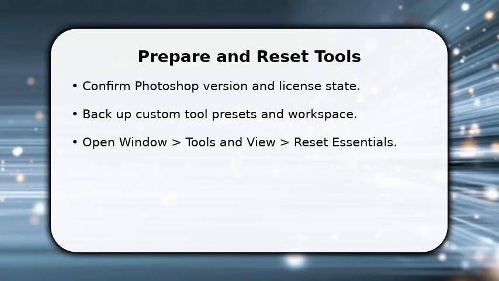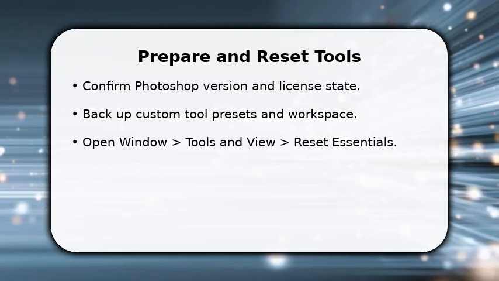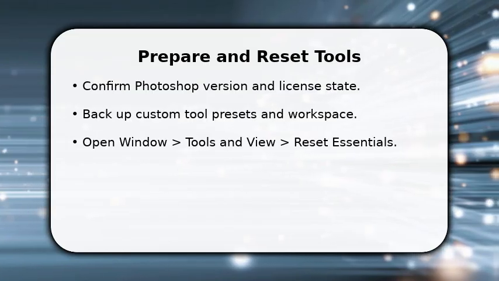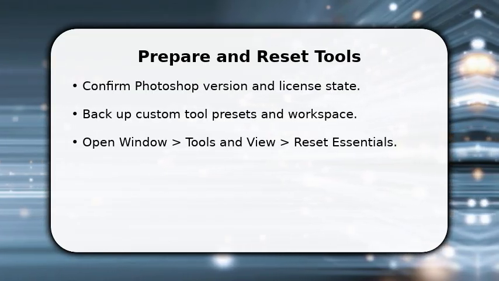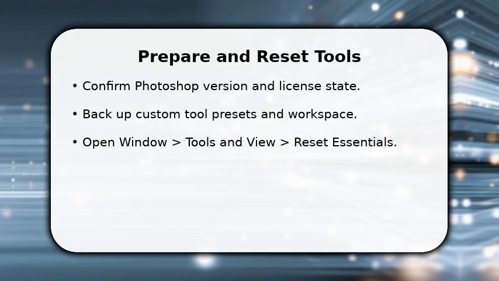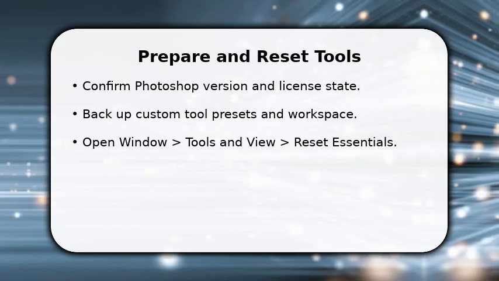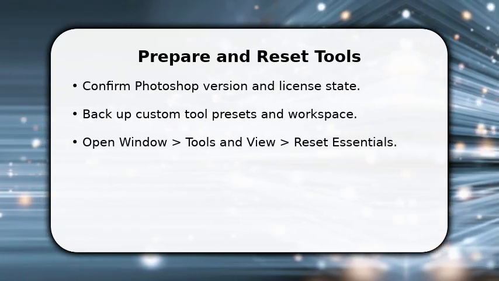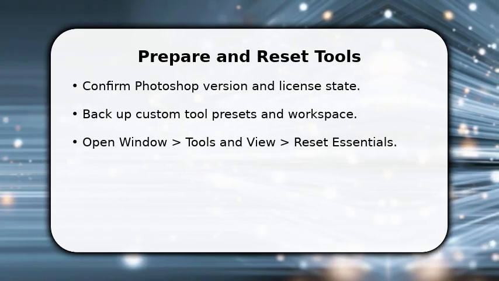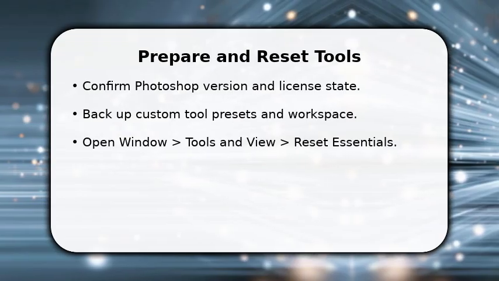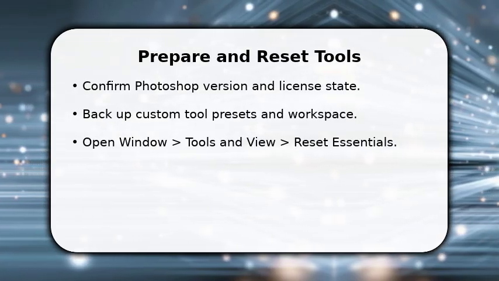You start by confirming Photoshop is up to date and you have a saved copy of any custom tool presets. This prevents data loss. Once done, open Window, then Tools to ensure the Tools panel is enabled. Make sure to reset the Essentials workspace by choosing Window, Workspace, Reset Essentials. This restores default tool layout. If the tools are still missing, proceed to the next step where we rebuild preferences and verify UI elements.